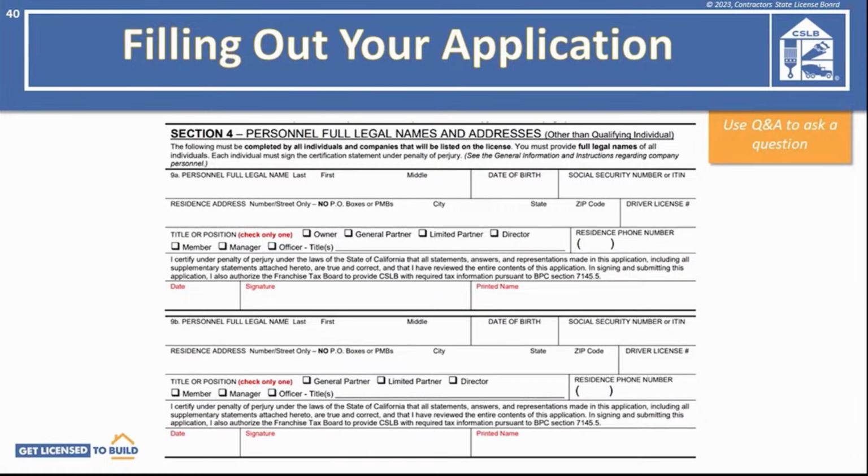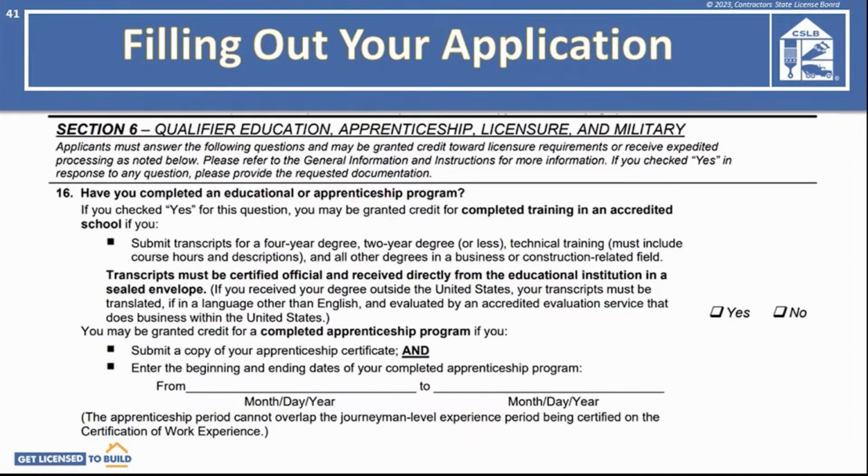If you'll have more than 4 people on your license, you can make additional copies of this page and include it with your application. For corporations and LLCs, every person who is an officer, responsible manager, or member, or director of a corporation or limited liability company shall be listed on the application as a member of the personnel of record for the license. All personnel that will be listed on the license must sign the application in Section 4. Section 5 is a series of yes and no questions, so we're not going to cover those here.